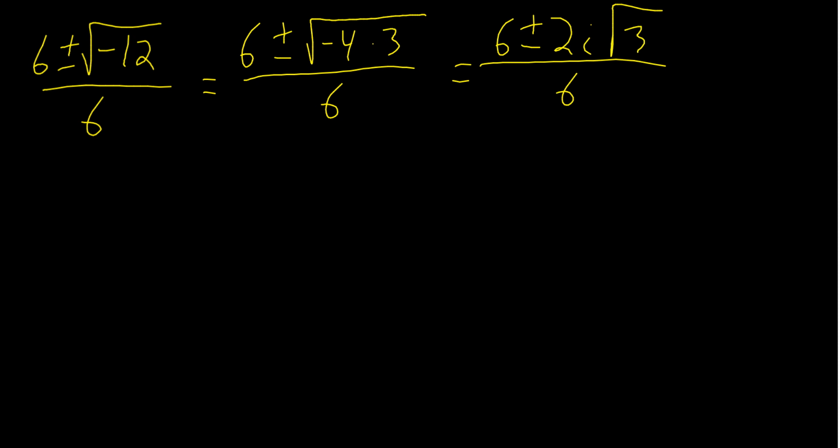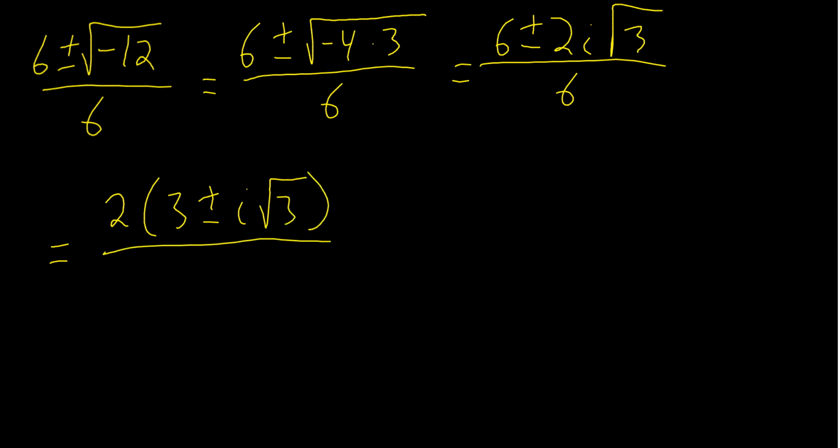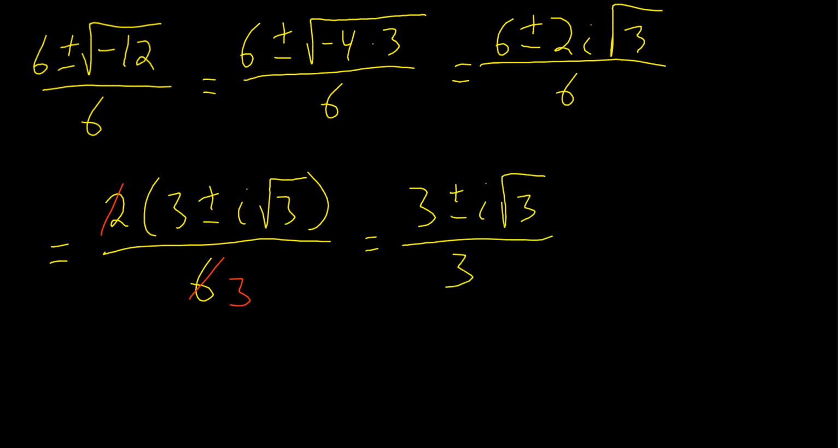And the same as before, I'm going to go ahead and factor a 2 out of my numerator. So I'm going to factor a 2 out of my numerator, and I've got 3 plus or minus 1i, or just simply i, times the square root of 3 all over 6. And I can do my canceling like so. And then I end up with 3 plus or minus i times the square root of 3 all over 3. Whew, lots of 3's.